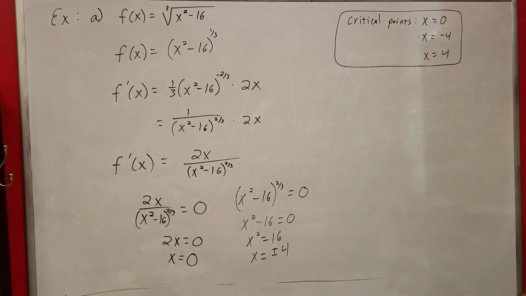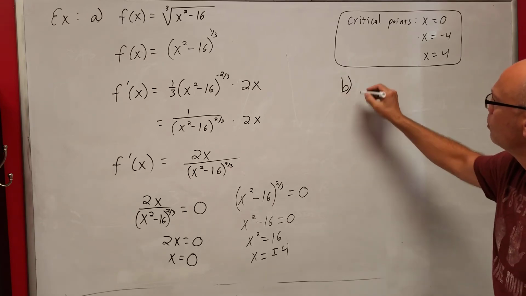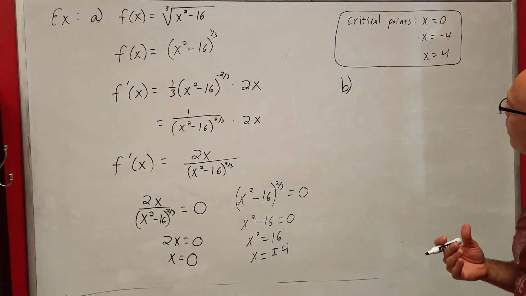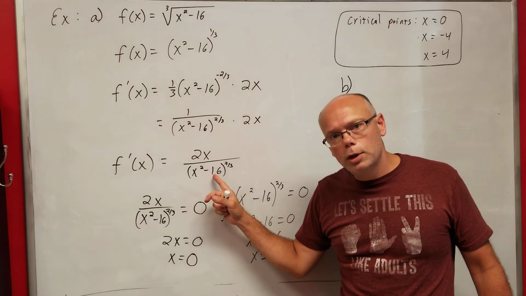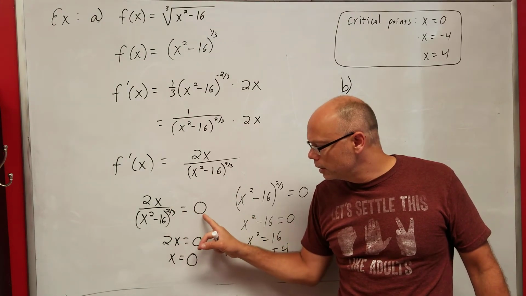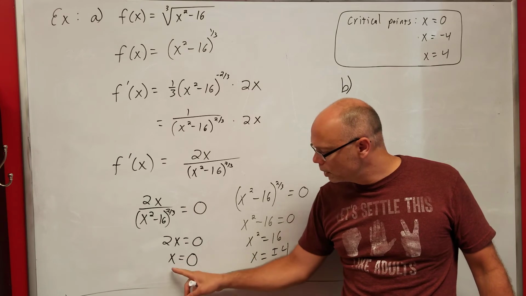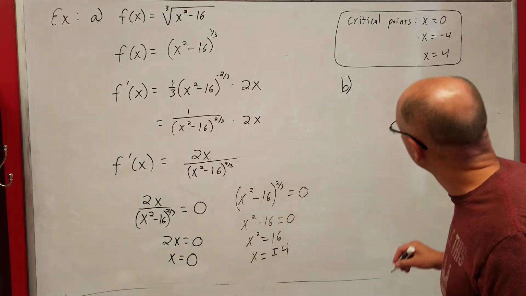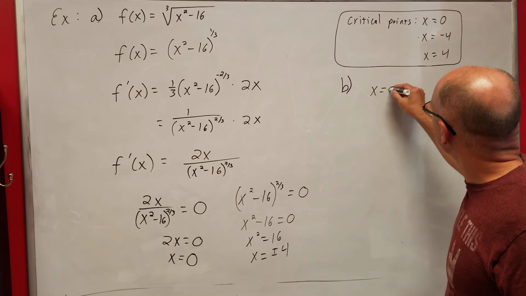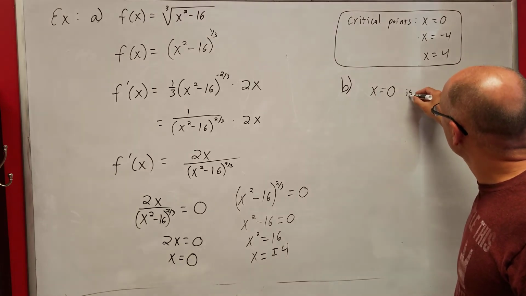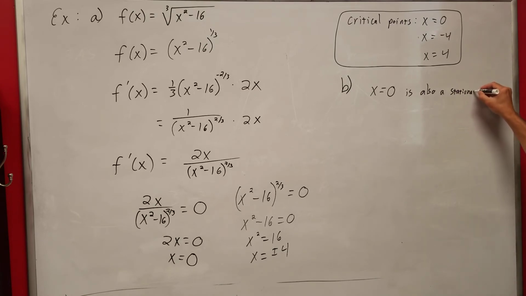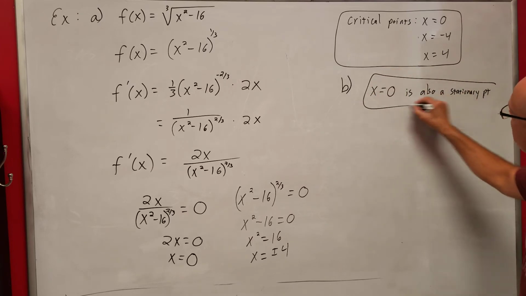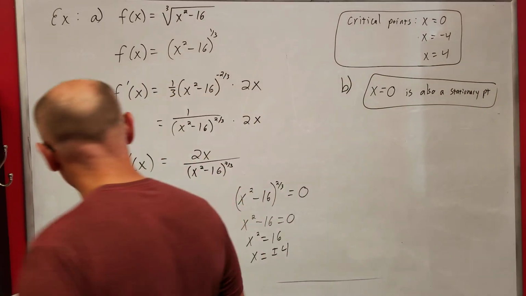All right, part B. Which of the answers from part A are also stationary points? What are the stationary points? The critical points that you found by letting your derivative equal to 0. What was the critical point I found by letting f prime of x be 0? x is equal to 0 is also a stationary point.